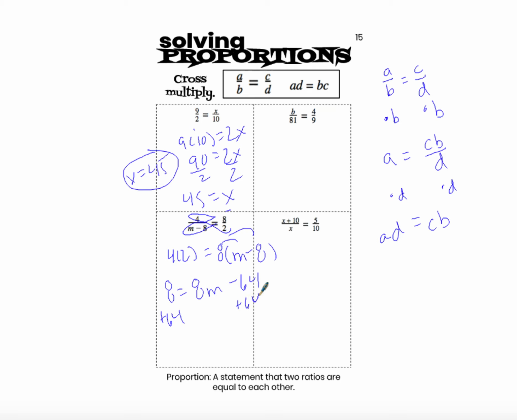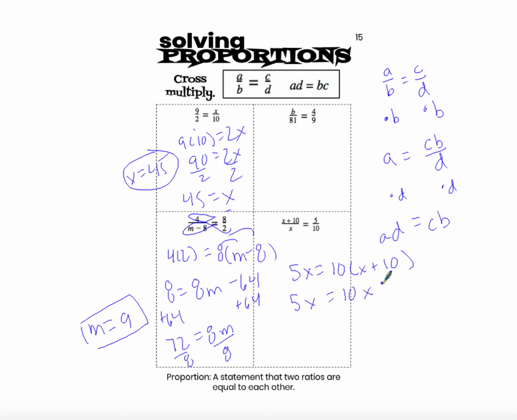Adding 64 to both sides, I have 72 equals 9m. Final answer, just m equals 9. Similar thing here, I would have 5 times x equals 10 times x plus 10 in parentheses using the distributive property. So you should be on the lookout for opportunities to use the distributive property when you're cross multiplying.